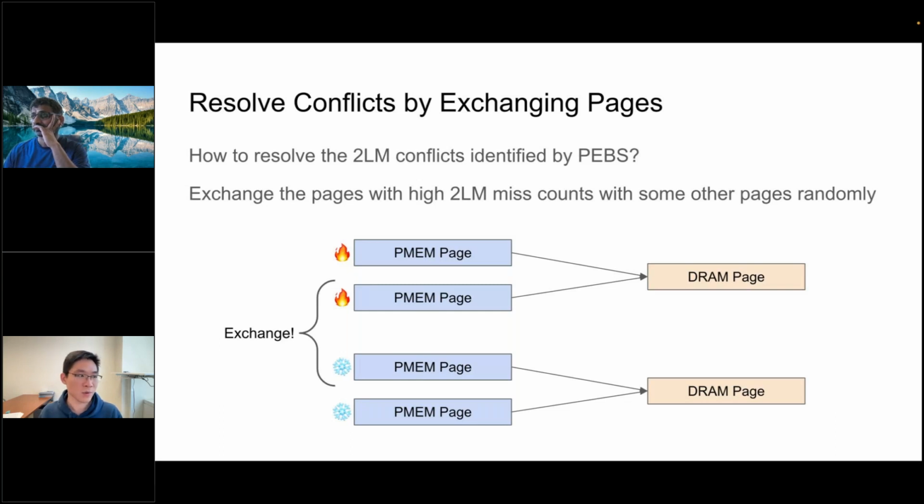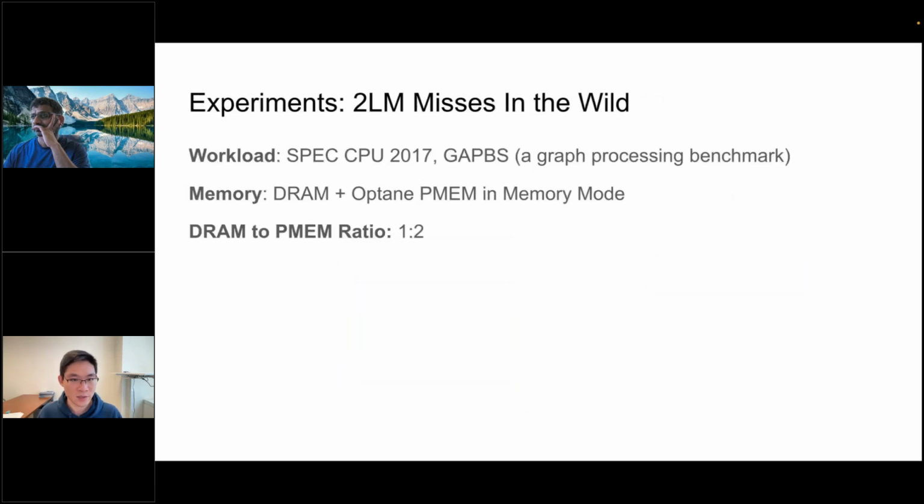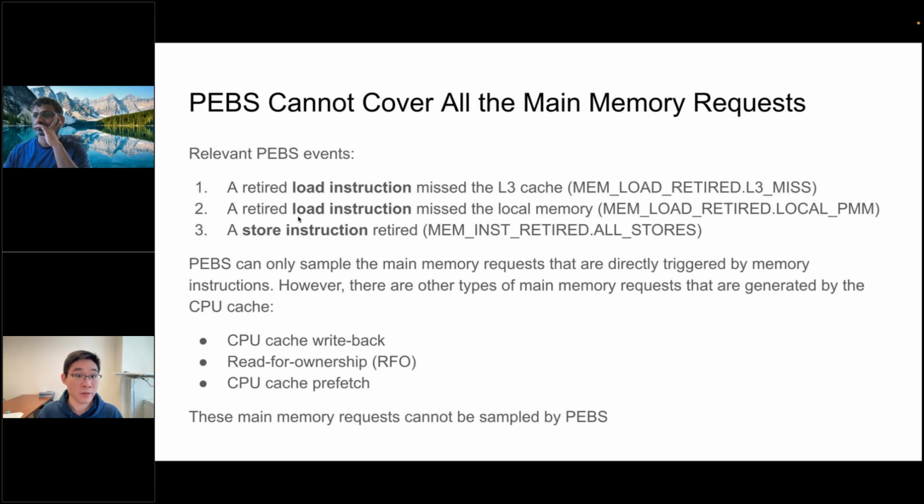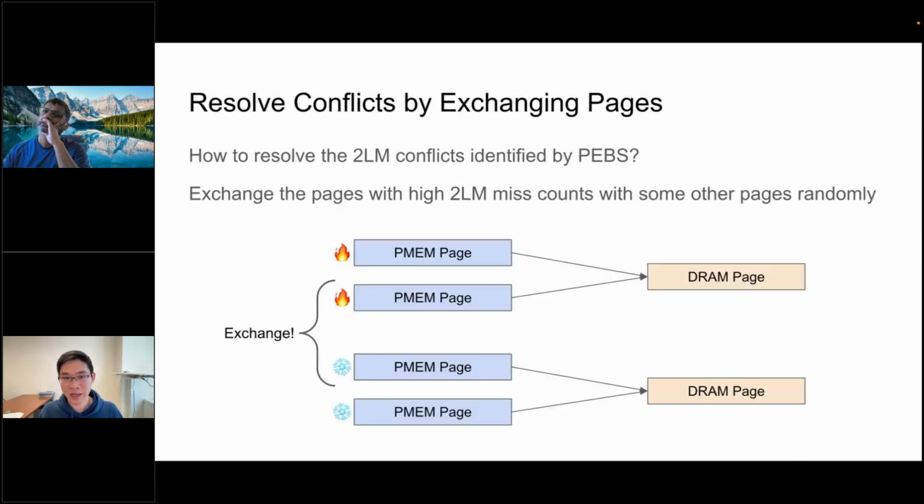Yeah, that's a good question. That's why we need PEBS. We use PEBS to sample the 2LM misses. If you look at the list of events, the second event allows us to sample the load instructions that missed the local memory. That means the load instructions that end up in PMM. So we actually have the data linear addresses, so we know exactly where this conflict happened. Right, so you will know where it's coming from.